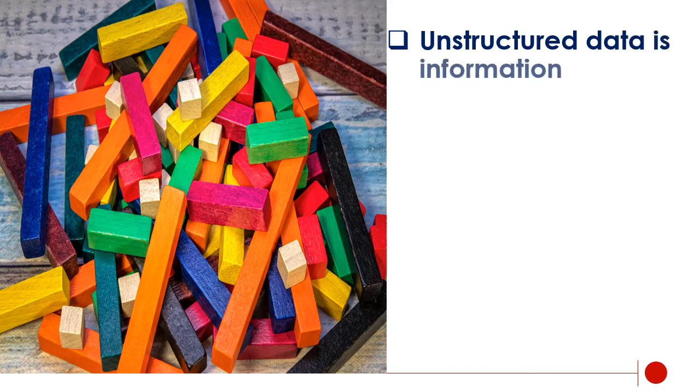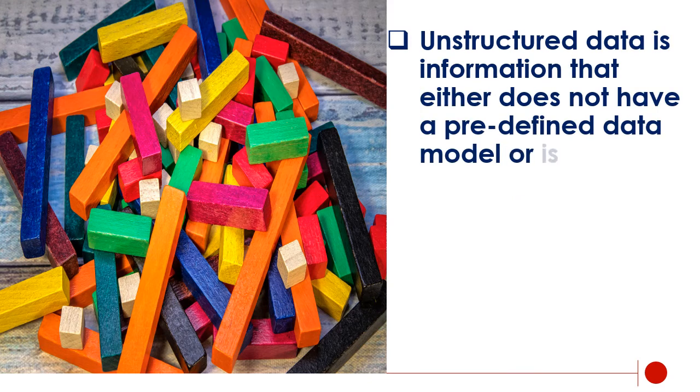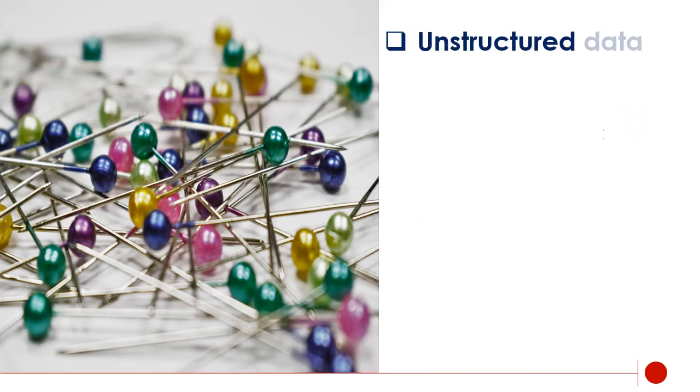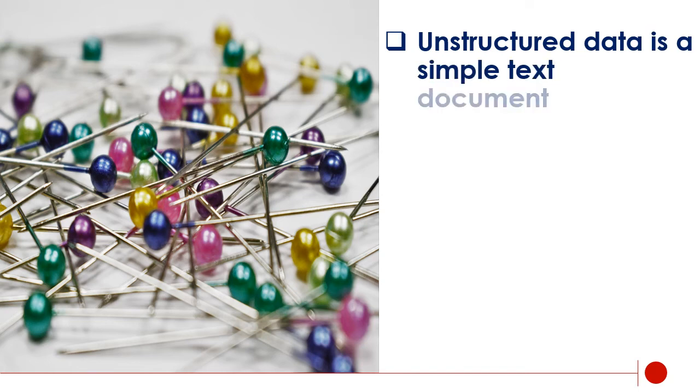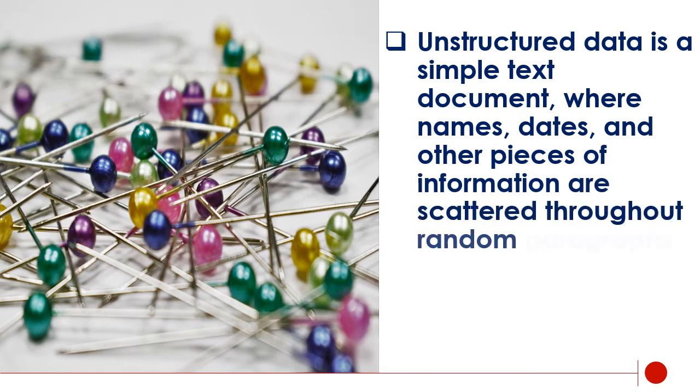Unstructured data is information that either does not have a predefined data model or is not organized in a predefined manner. Unstructured data is a simple text document where names, dates, and other pieces of information are scattered throughout random paragraphs.